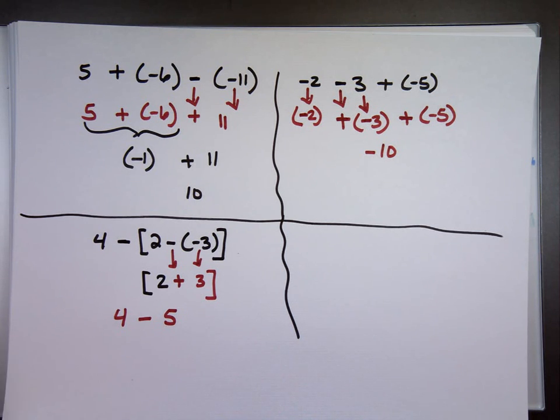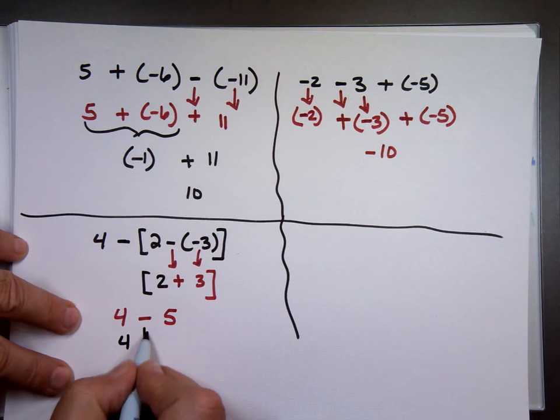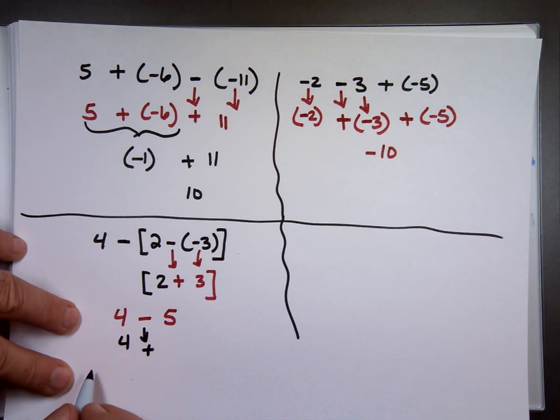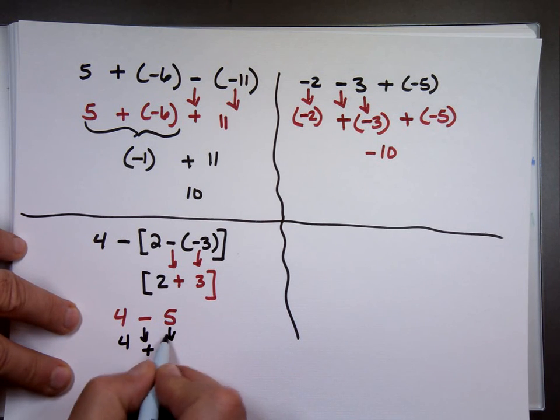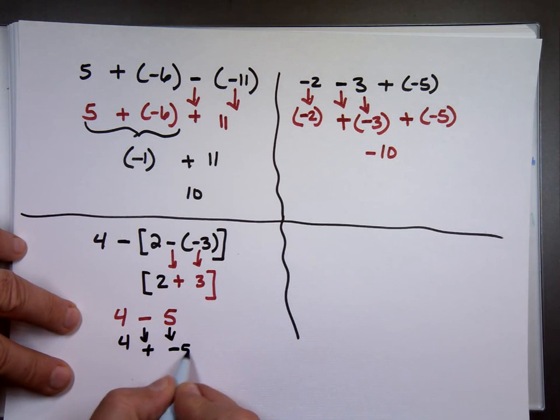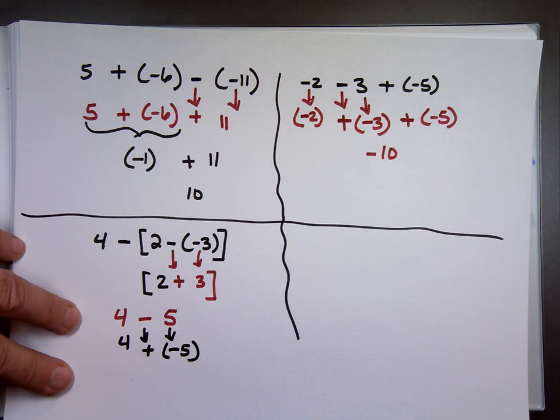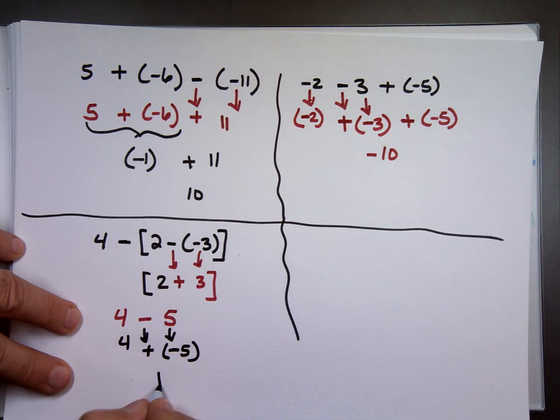Now we have subtraction. What do we do? Change it to addition and change that number to what? Negative 5. Four plus a negative 5. Different signs. Subtract the smaller from the larger. 4 from 5, which is what? 1. The sign is minus 1.